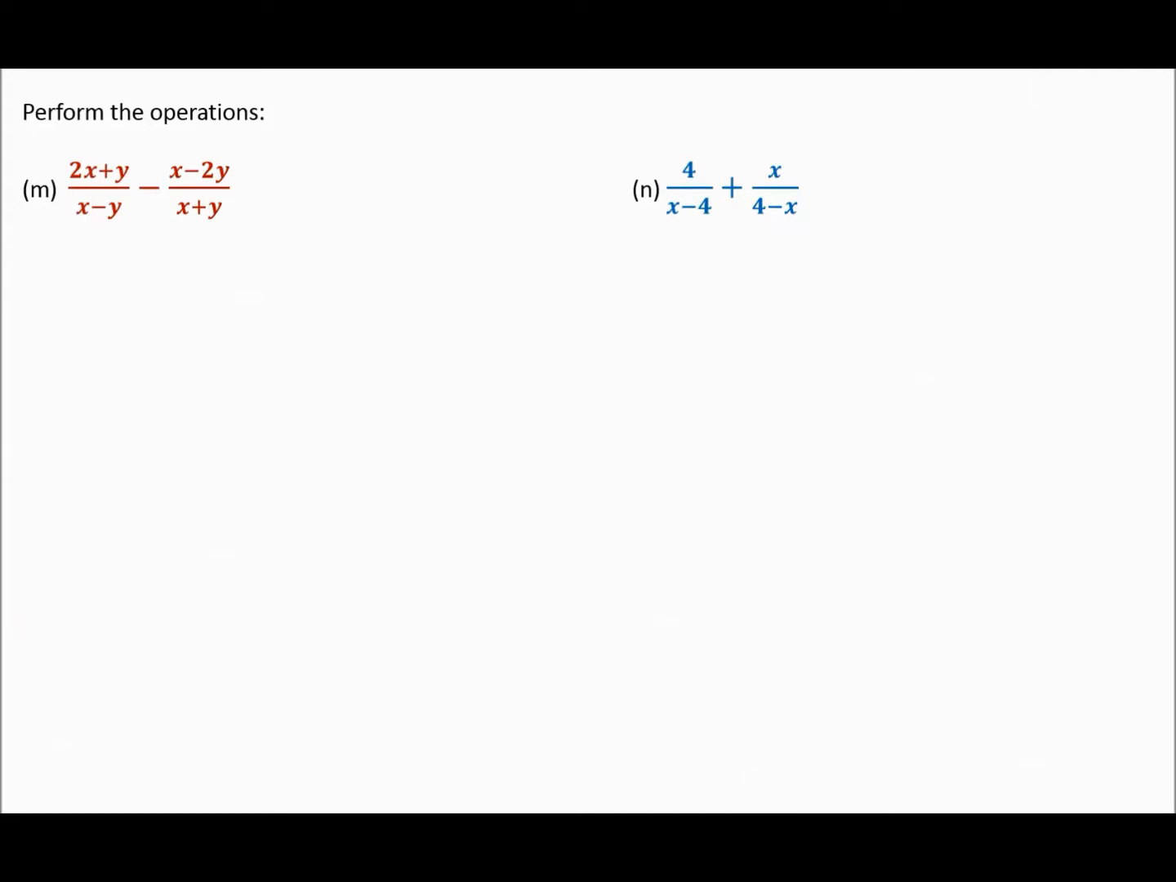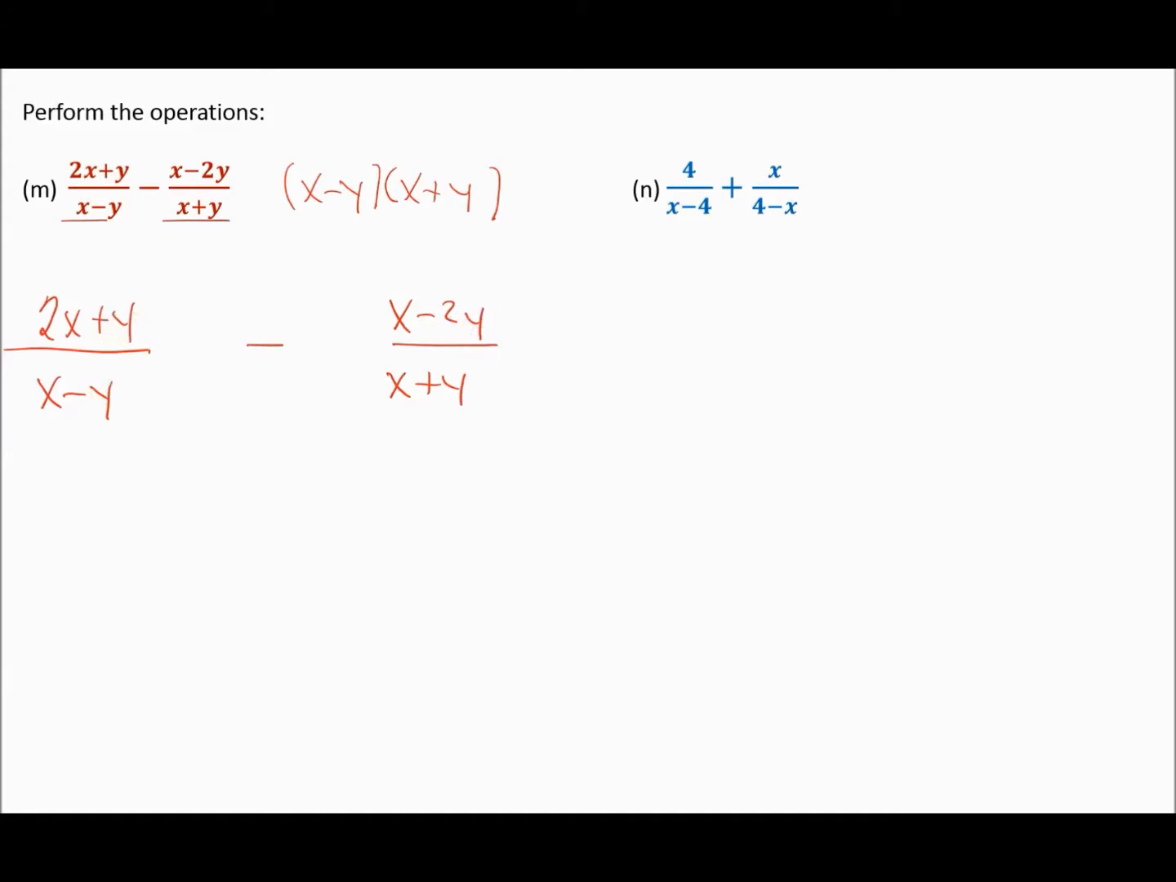(2x plus y) over (x minus y) and (x minus 2y) over (x plus y). Once again, those are not common factors, so our least common denominator is just those two multiplied together. So I'm going to rewrite my problem so I have a little bit of space to work with. And then minus x minus 2y in the numerator.